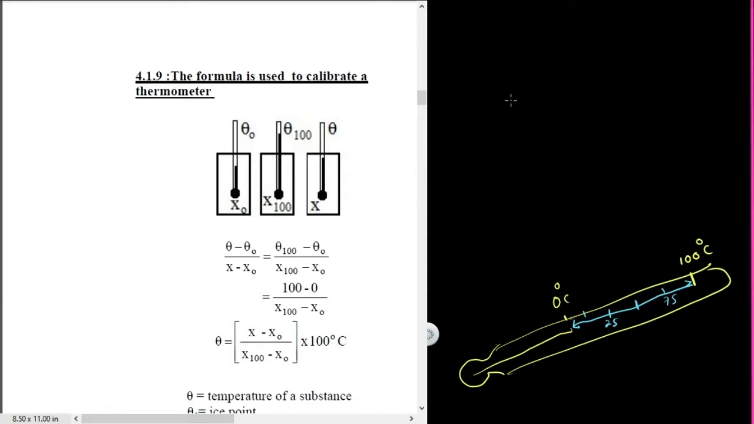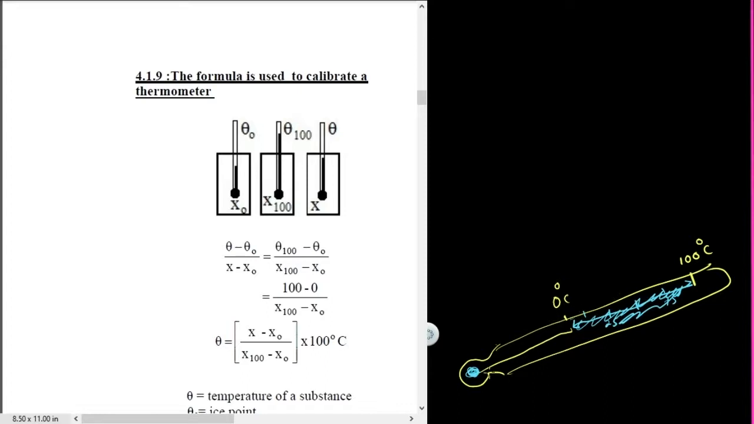Let's say this is our thermometer, and this is the starting point where the mercury is put inside. First we need to measure 0 degrees Celsius, and the next one we need to measure 100 degrees Celsius. After that, let's imagine we don't have this kind of scale.